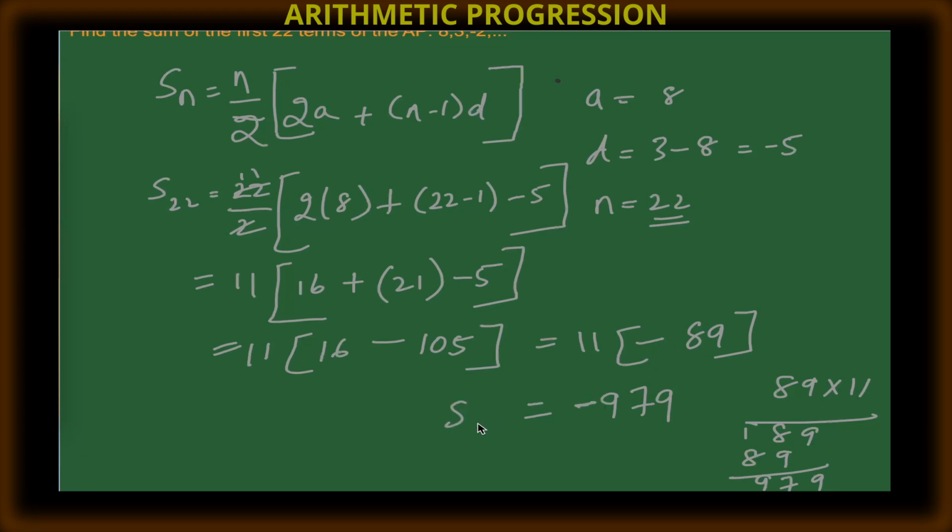So S22, the sum of 22 numbers, is minus 979. Okay, students, so this was one of the first questions which we got in our examples related to the sum of the terms. Here the number of terms being asked was 22. If you know this formula, just remember this, and there is another formula for the sum when you know the last term. So let's see the example as we proceed. Let's move to the next question.